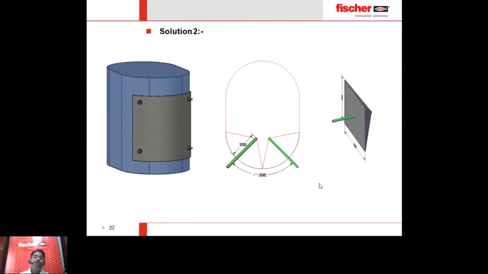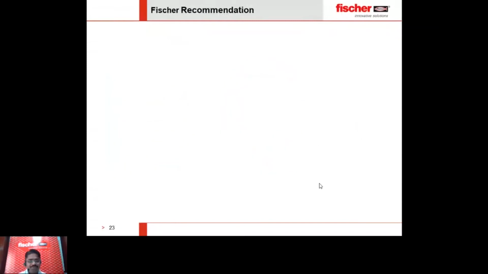So based on this, we found the solution and got approved over there. It was an awesome landmark, a milestone for us. We finally found the solution, and the consultant approved and the contractor approved. This is the best way to approach, I feel, for the curved surface: going for embedment depth and keeping the spacing between two anchors as 3 times H effective.